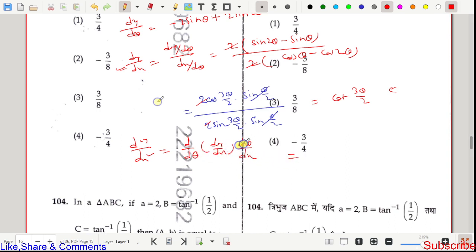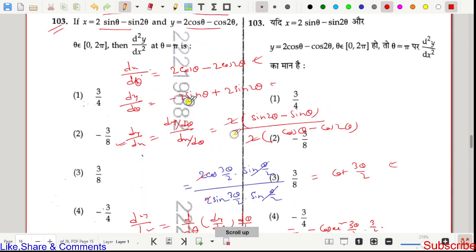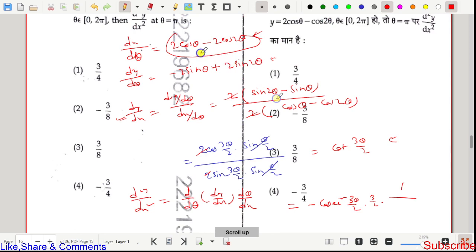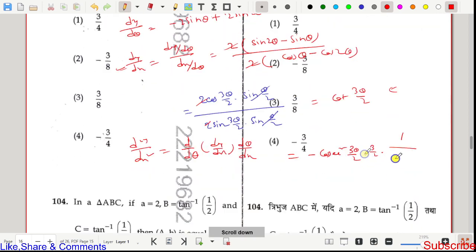Now we are taking the derivative of dy/dx with respect to θ, that means the derivative of cot 3θ/2, that means minus cosec square 3θ/2, and the derivative of 3θ/2, that means 3/2, then multiply with dθ/dx. This is dx/dθ, so dθ/dx will be 1 by this term, 2 cos θ minus cos 2θ.